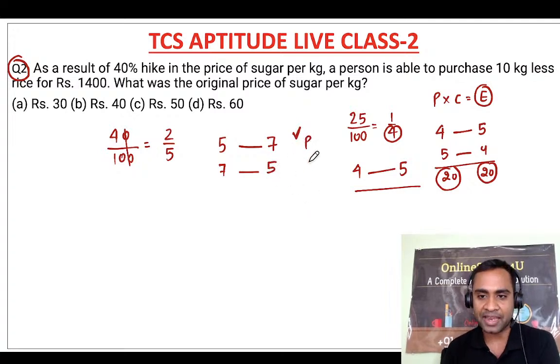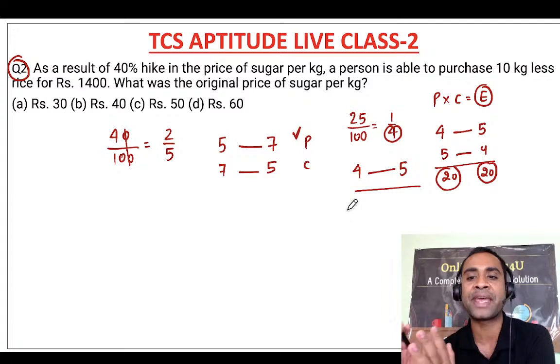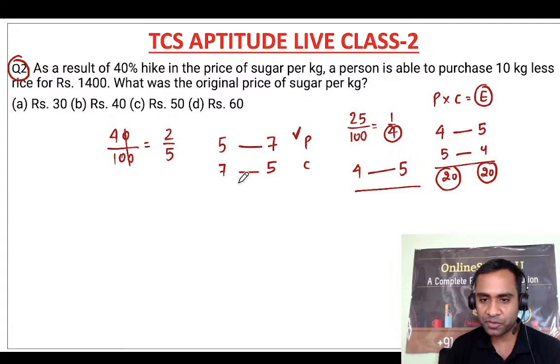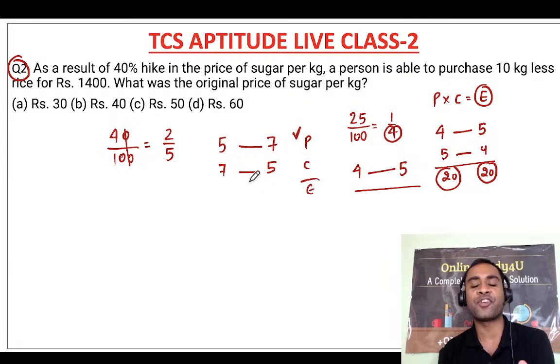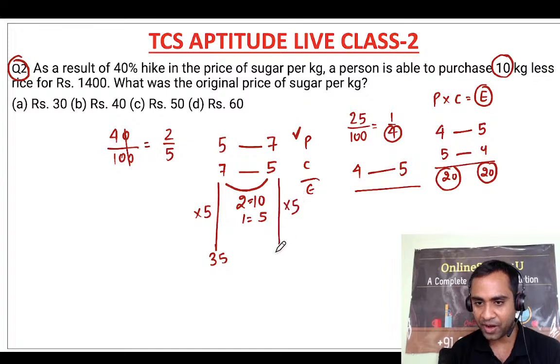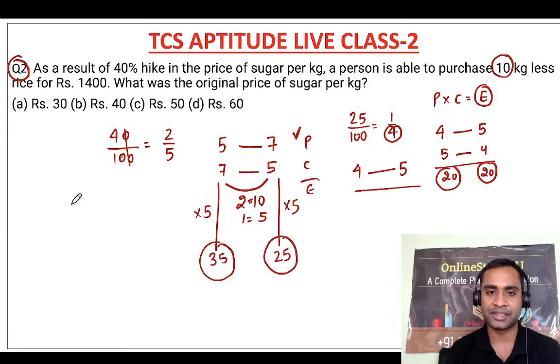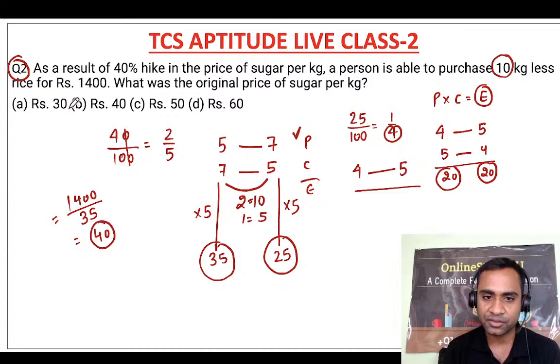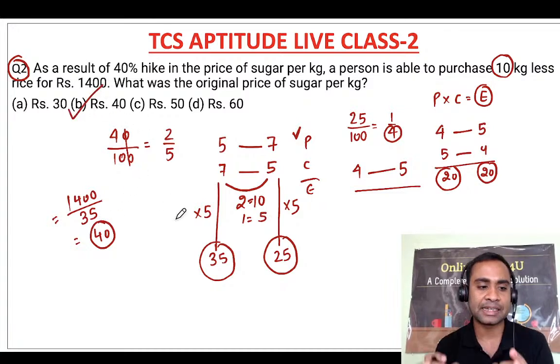Because this is our price and this is our consumption, our expenditure should remain the same. Our expenditure will remain the same only when the consumption is reduced from 7 to 5. Now the difference is 2, but the actual difference is 10, so 1 is equal to 5. Now 7 will be equal to 35, and 5 into 5 is 25. That means earlier they were buying 35 kg and now they are buying 25 kg. So 1400 divided by 35, and the answer will be rupees 40. This is the correct answer.